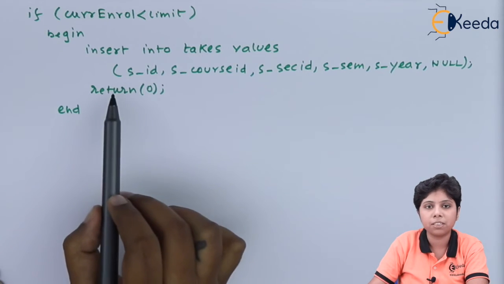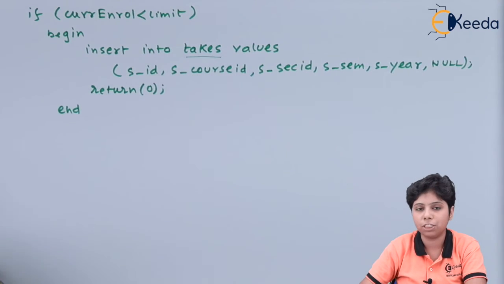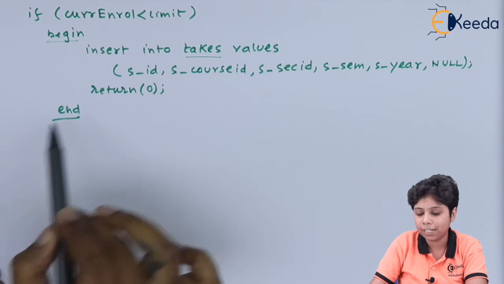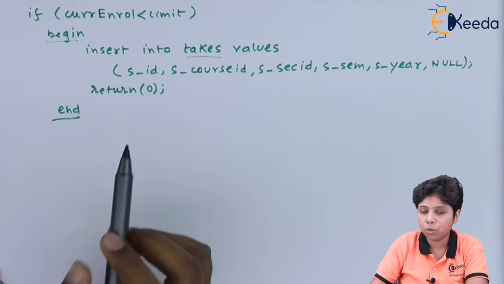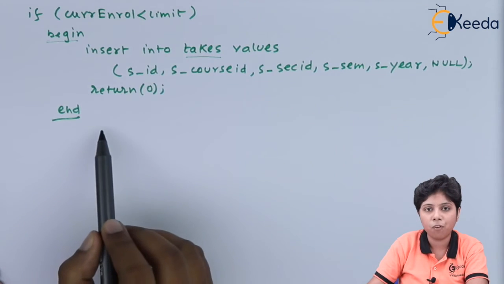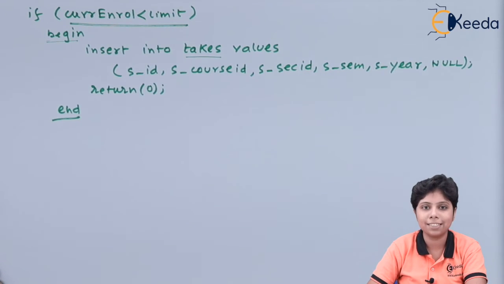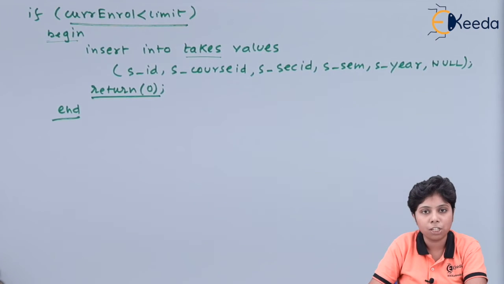So I am just inputting all the values of the student into the text relation to show that the student has now been admitted to the course. See that I have begun and ended the function body inside the if, to show that the function has been performed on the basis of the condition that the current enroll is less than limit. Now I have returned 0 as a successful completion.